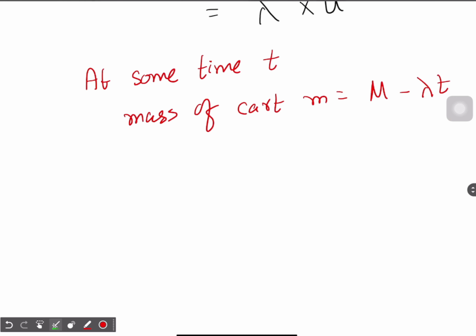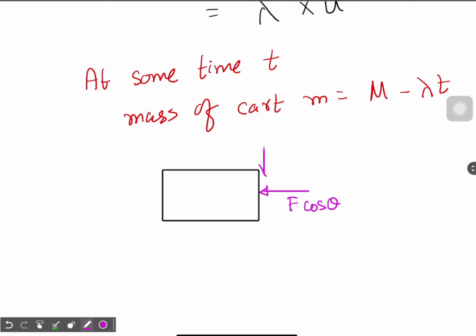Now let's draw the FBD of the cart. So this is your cart. We have the thrust force, so we'll write the components of the thrust force. Along horizontal we have F cos theta. Along vertical downwards we have F sin theta. Then we have gravity acting downwards, normal force upwards, and friction acting in this direction.